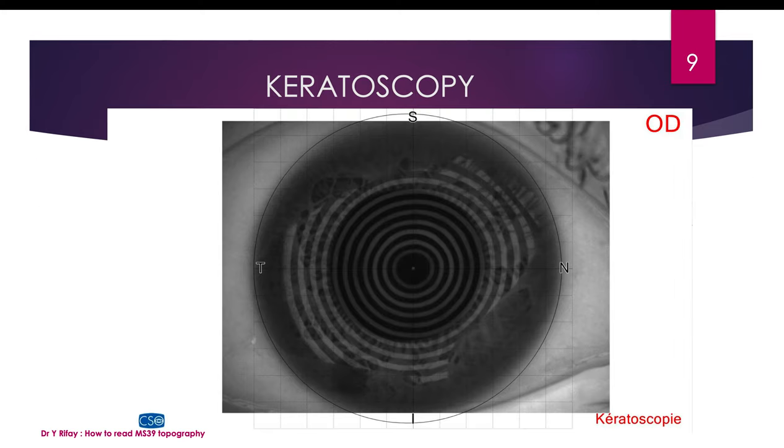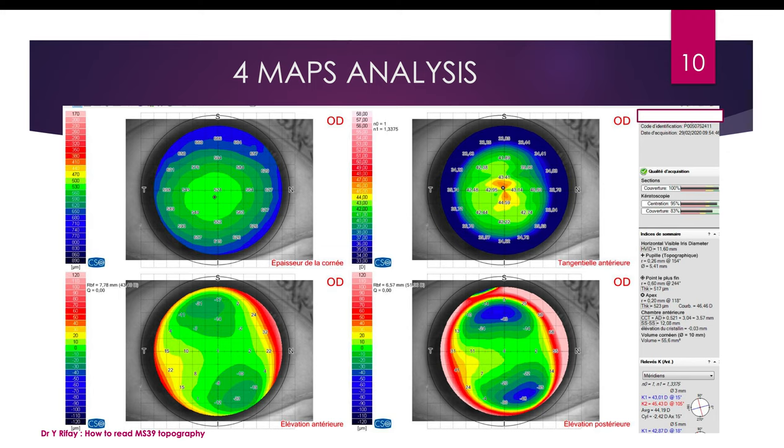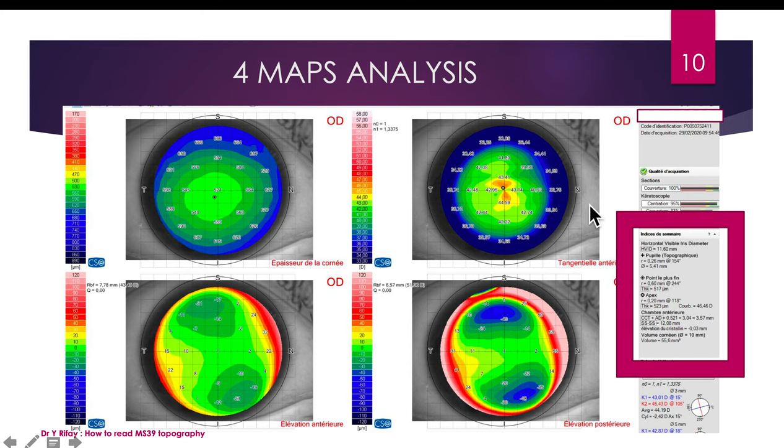The keratoscopy is done by a Placido disc of 22 rings. We start by analyzing the four standard maps that contain the corneal thickness, anterior elevation, posterior elevation, and tangential map, and some numeric data on the right side. So we'll start with this numeric data. After the quality specification, we will see some summary indices.